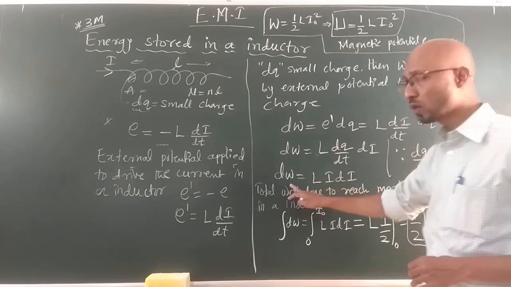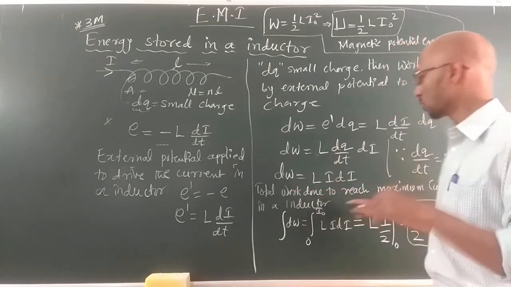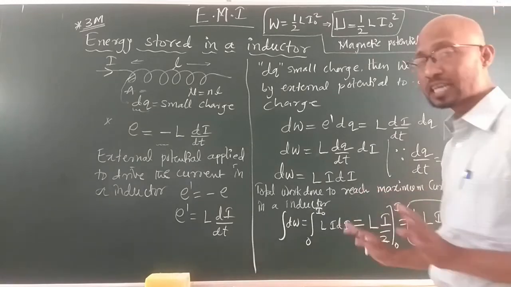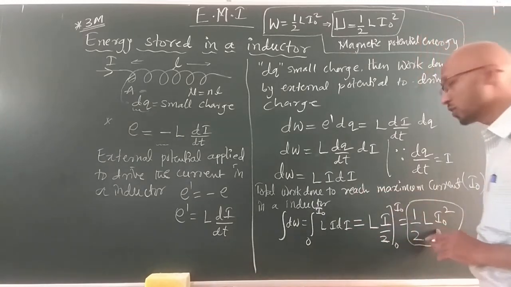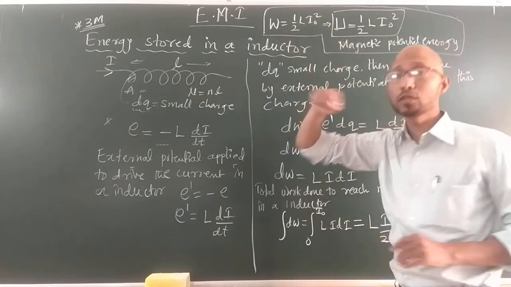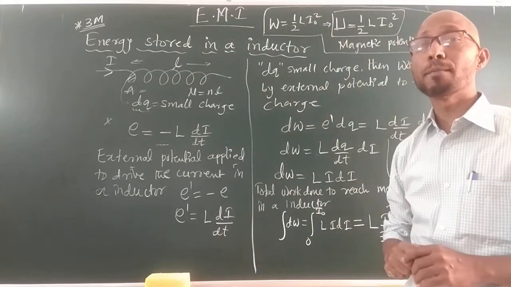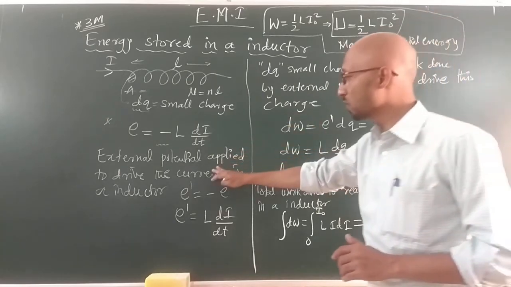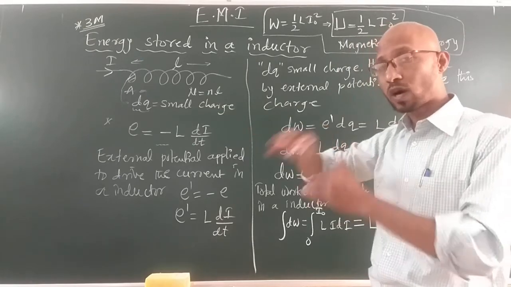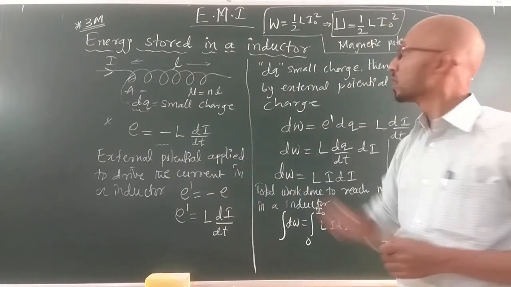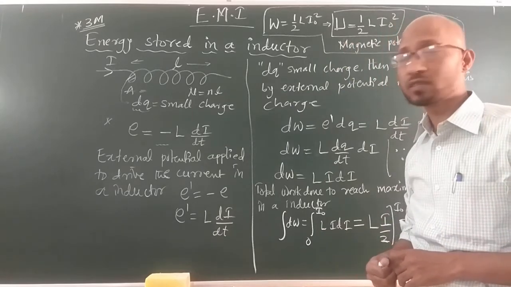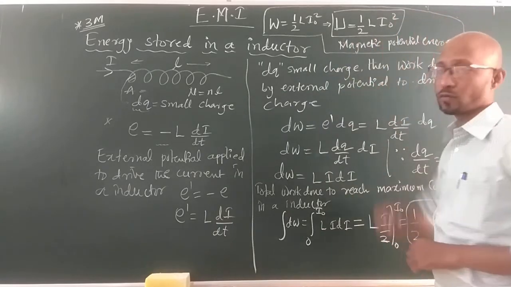Now I got this value for one single charge. The total work done to reach the maximum current is by the integration method. If I integrate, I get this value. Now this work, whatever I have done, will be stored in the form of magnetic energy. When I do external work here to push the charges, that external work is converted and stored in the form of magnetic potential energy. Now this is the expression for it.